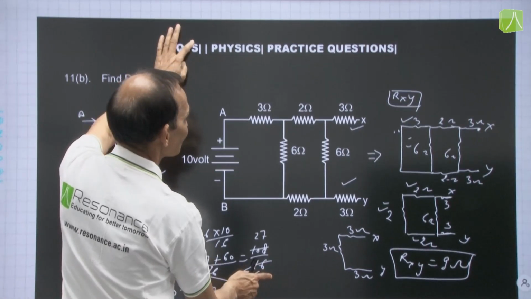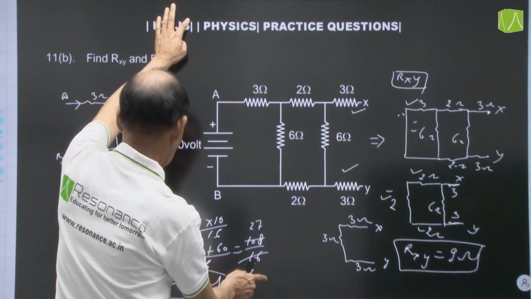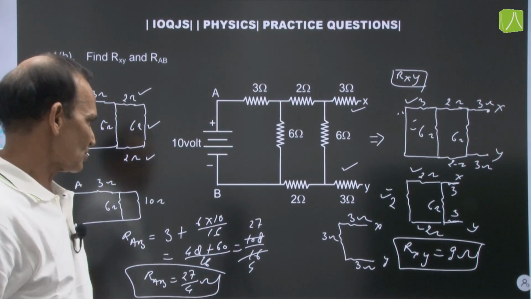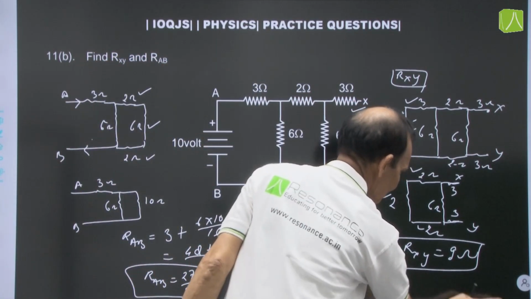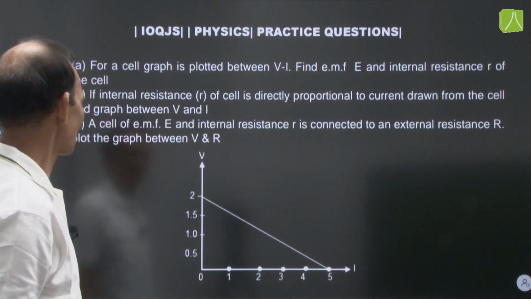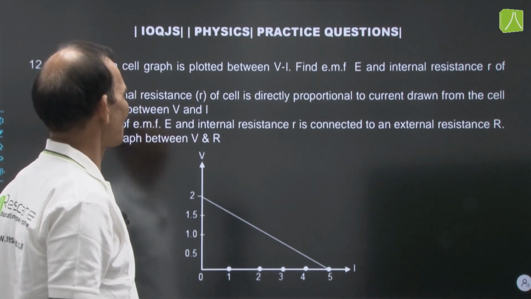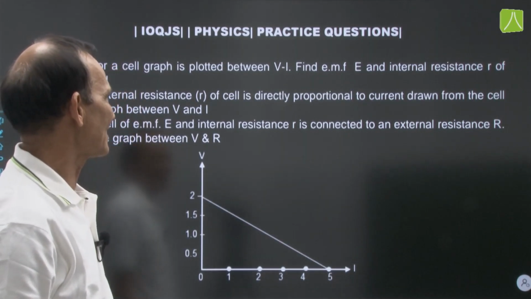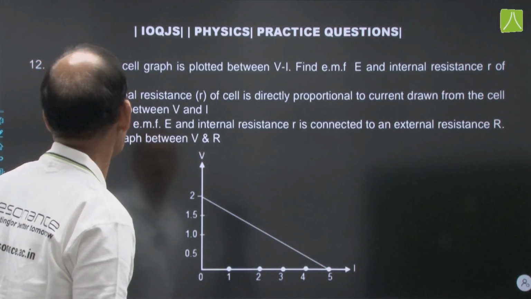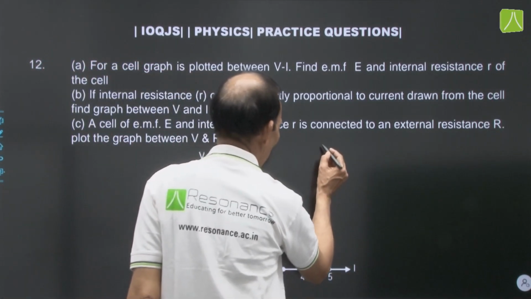Okay. Now the next question, question number 12. It is question number 12. It is an important question. For a cell, a graph is plotted between V and I. Find EMF E and internal resistance in the first part. A part, देखिए solution.